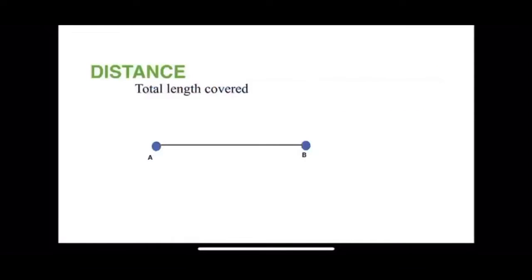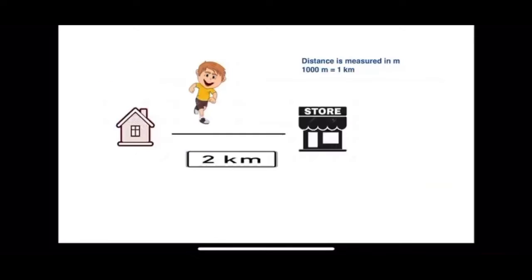Distance is simply the total length covered. Here you can see two points A and B. If a person is traveling from A to B, the total length he covered is the distance. Here, a boy is traveling from his home to a store by walk. He is using the straight line path and is traveling a distance of 2 km.